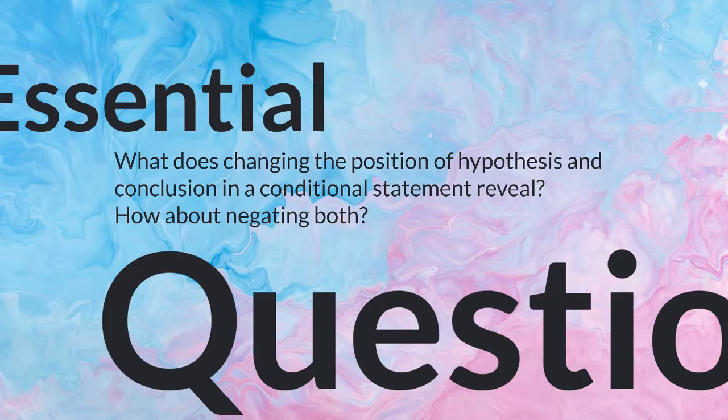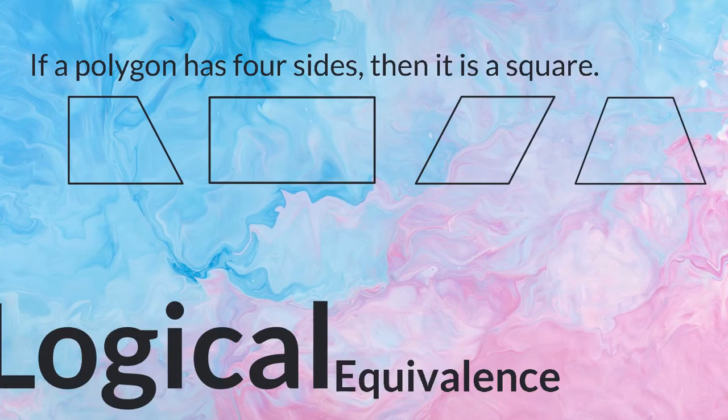What does changing the position of hypothesis and conclusion in a conditional statement reveal? How about negating both? Consider the following statement. If a polygon has four sides, then it is a square.